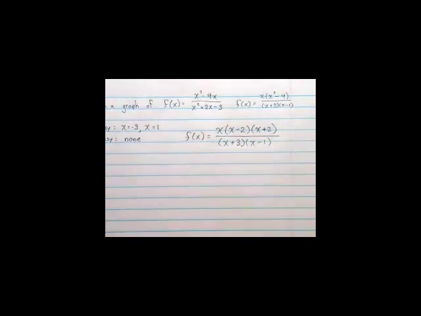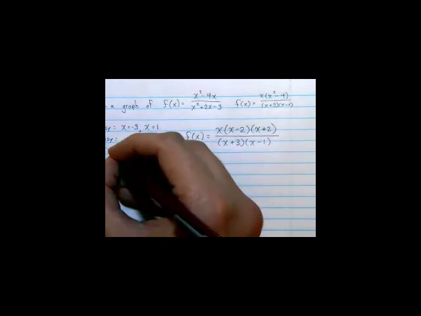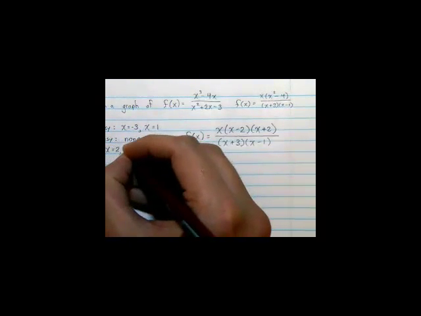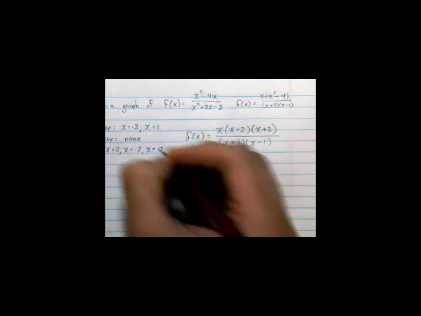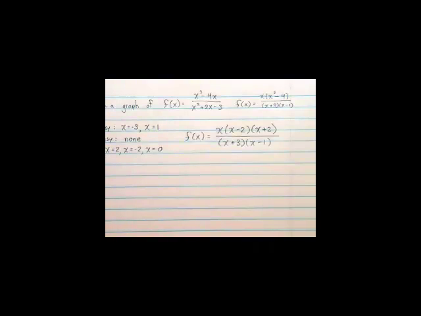All right, x-intercepts. Take a look at that factored form of this thing. Where are the x-intercepts? 2 and -2 for sure. And at 0. So we have 3 x-intercepts happening on this one.